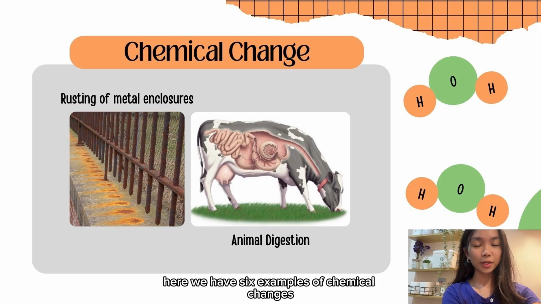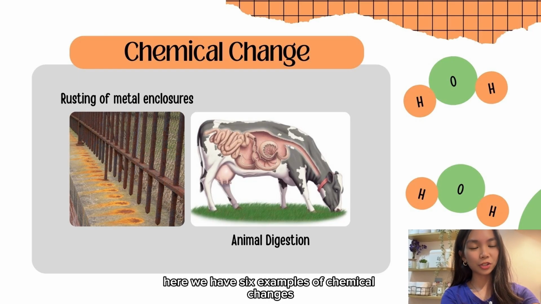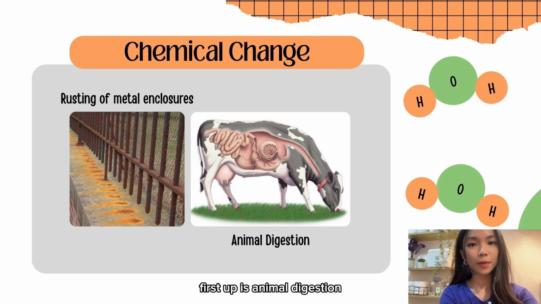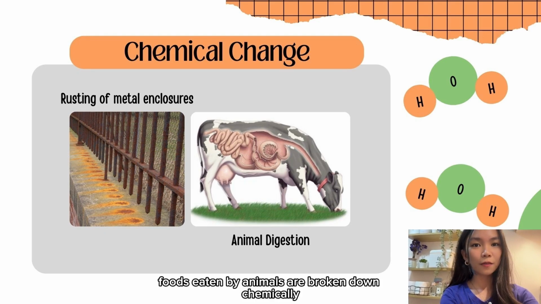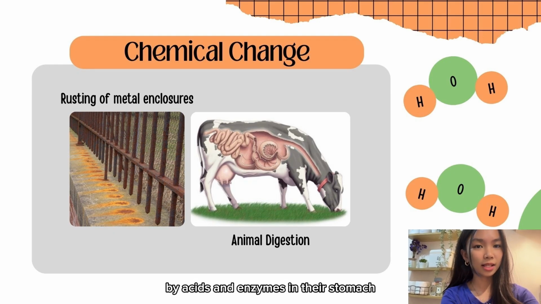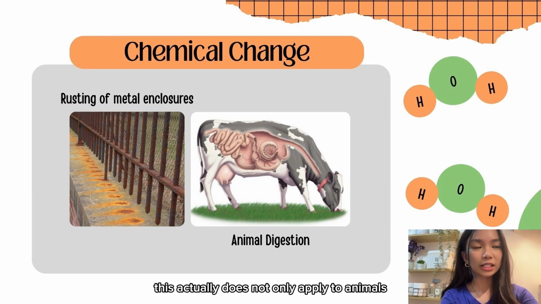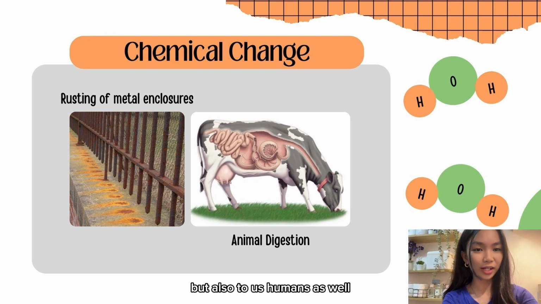So now here we have 6 examples of chemical changes that occur in zoos and parks. First up is animal digestion. Foods eaten by animals are broken down chemically by acids and enzymes in their stomach, getting nutrients and vitamins that the body absorbs. This actually does not only apply to animals but also to us humans as well.